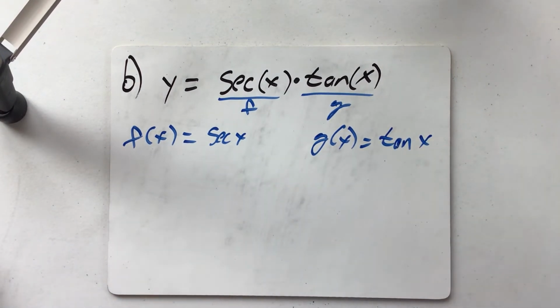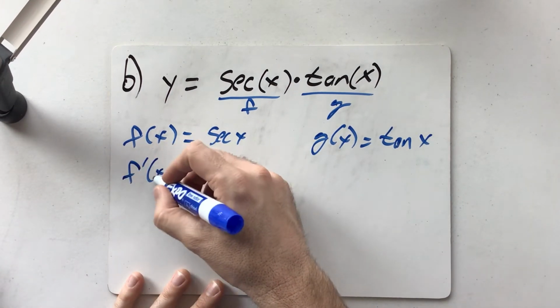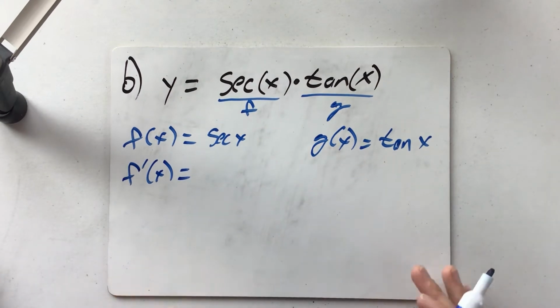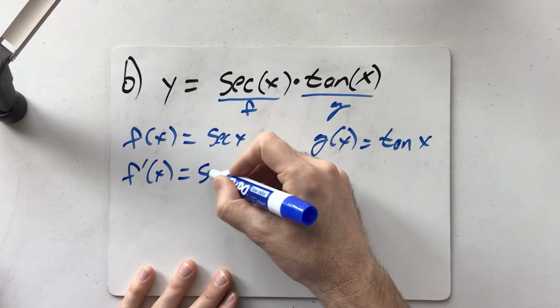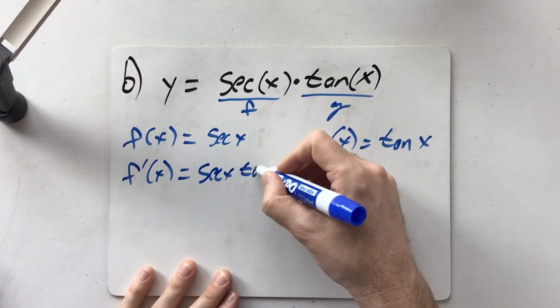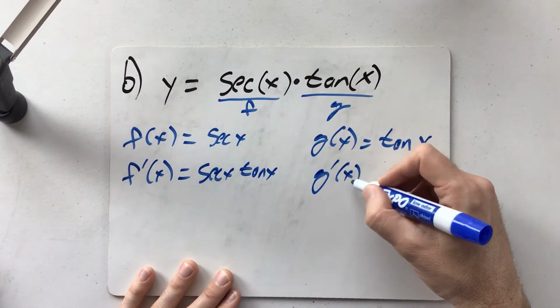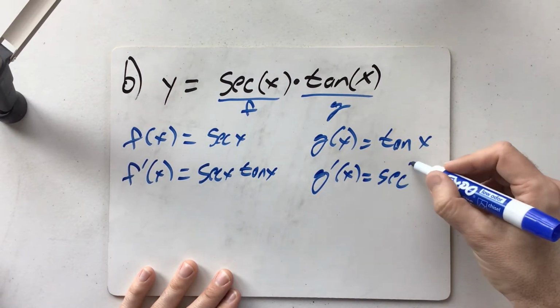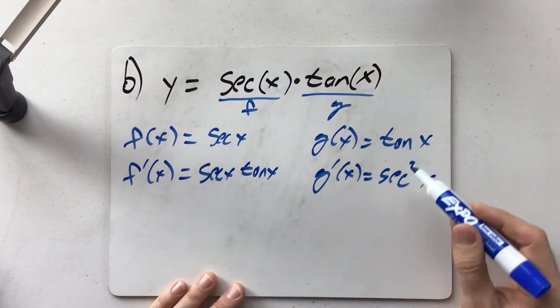And then I have to ask myself, well, what are the derivatives of these? Now, I have to look these up in my notes, you could remember them, and actually it's not impossible to remember them, but the derivative of secant x is secant x tangent x, and the derivative of tangent of x is secant squared x. So the derivative of secant is secant x tangent x. The derivative of tangent x is secant squared x.